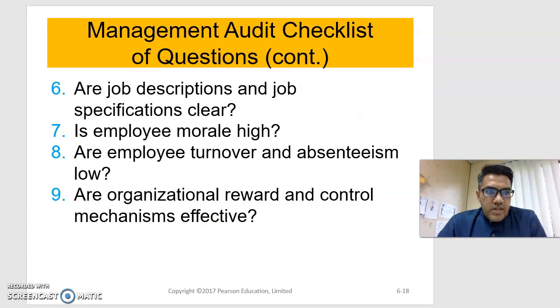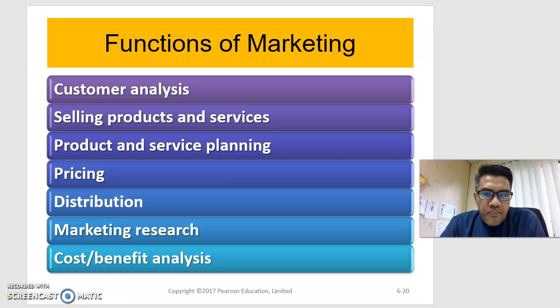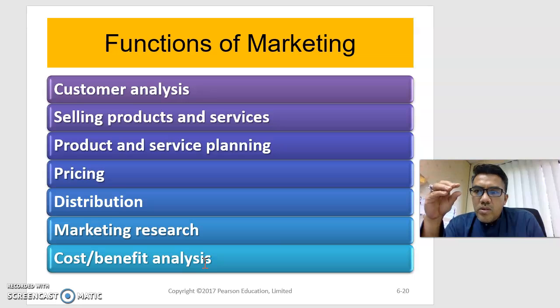So the next one, we talk about marketing. Marketing is the process of defining, anticipating, creating, and fulfilling customer needs and wants for products and services. When we talk about marketing, these are some of the functions of marketing, from customer analysis up to cost-benefit analysis. And some organizations can develop their own competitive advantage based on these functions of marketing.